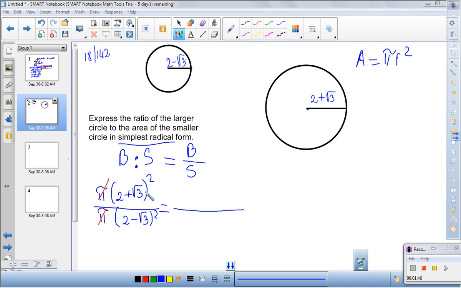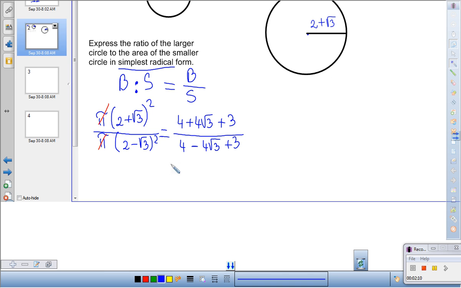Well, 2 plus radical 3 squared is a perfect square, and we can apply the perfect square pattern, which means that we are left with 4 plus 4 radical 3 plus 3 over 4 minus 4 radical 3 plus 3. 4 plus 3 is 7, so 7 plus 4 radical 3 over 7 minus 4 radical 3.